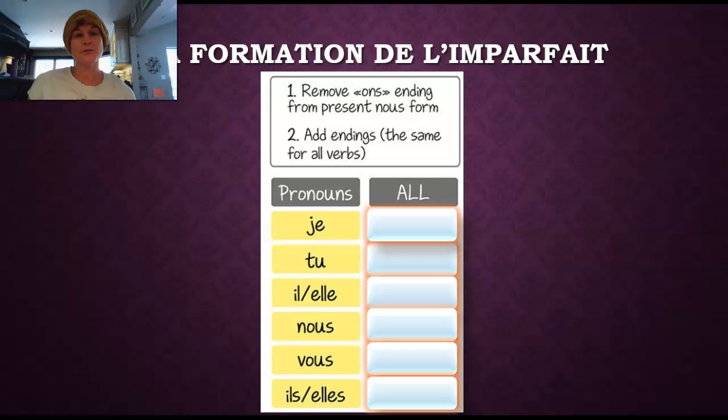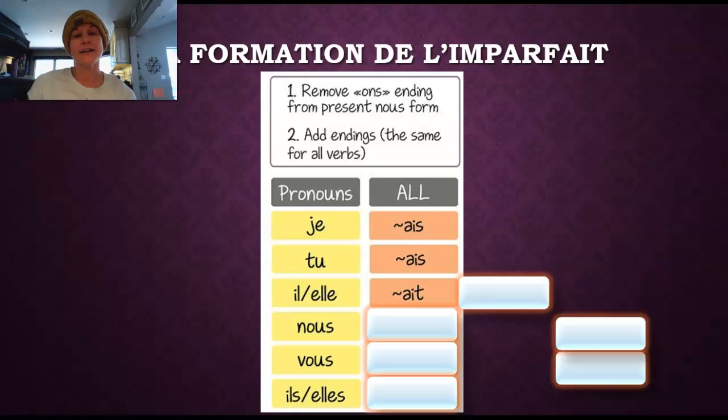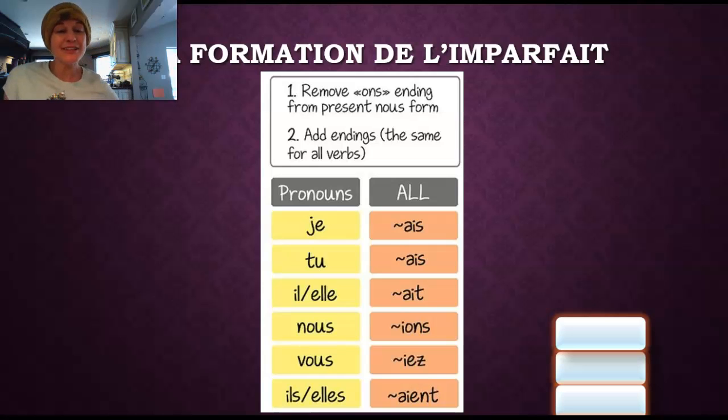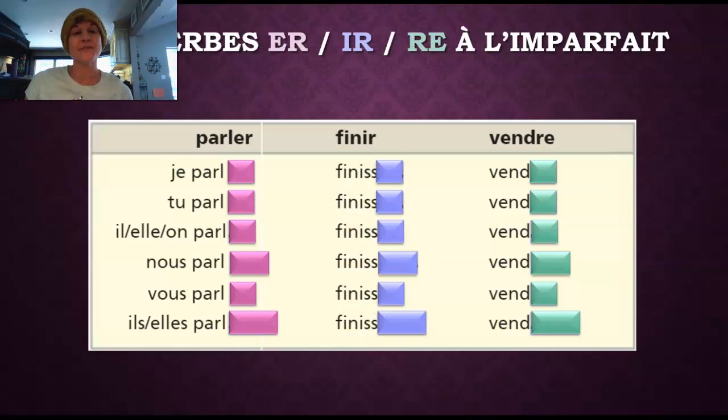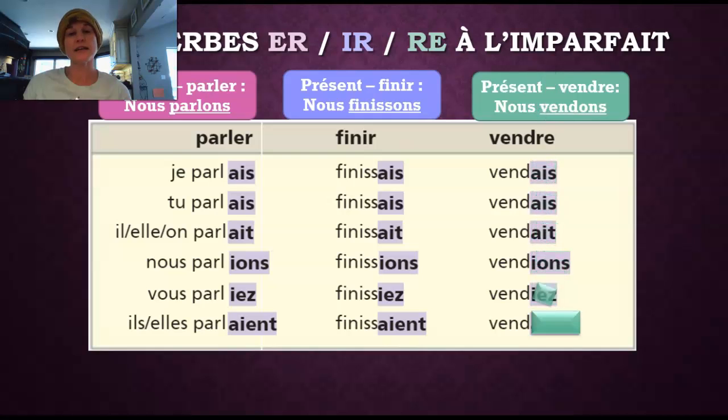Okay, so here are all the endings. You have ais, ais, ait, ions, iez, aient. So they all sound pretty similar except for the nous and the, well, vous, even vous sounds a little similar. So go ahead and copy these down. This is to give you an example of the three big verb groups, ER, IR, and RE. Put it on pause and copy, and then press play when you're done.